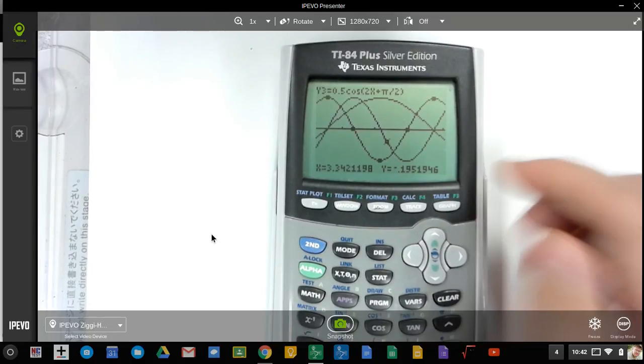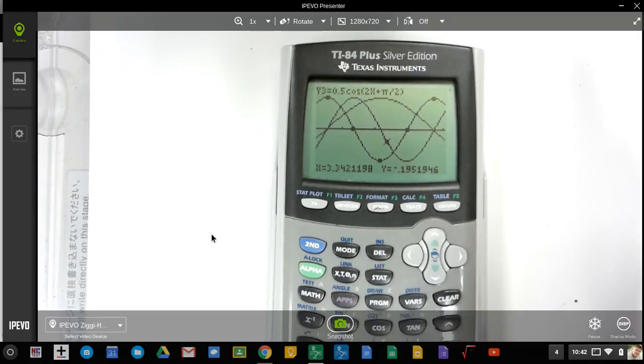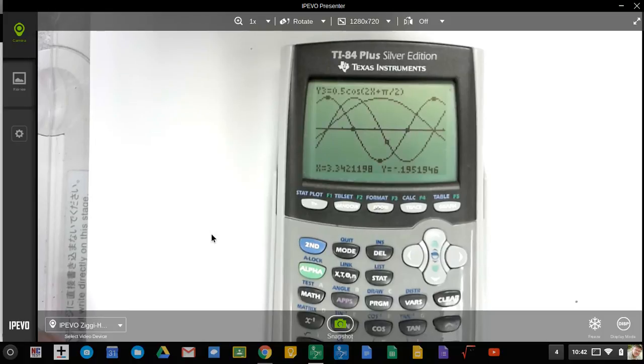What measures between crest and crest? The period. So for the period, if you had said 3 pi over 2 minus pi over 2, that would give you 2 pi over 2, which is just pi.